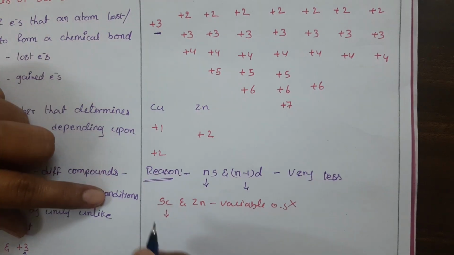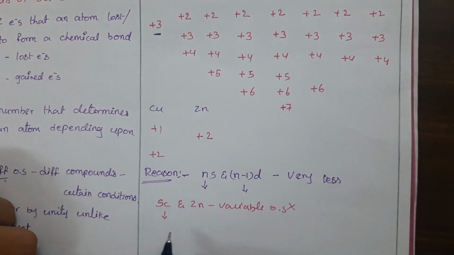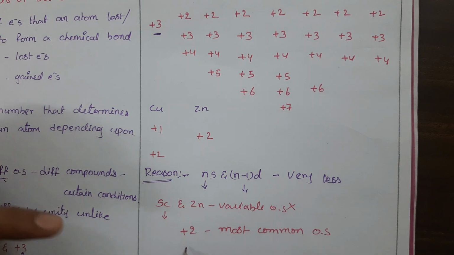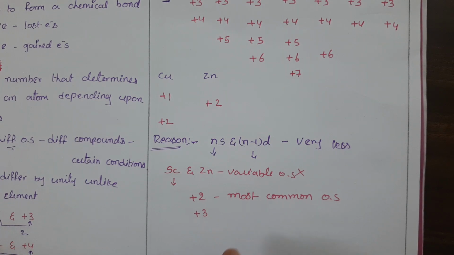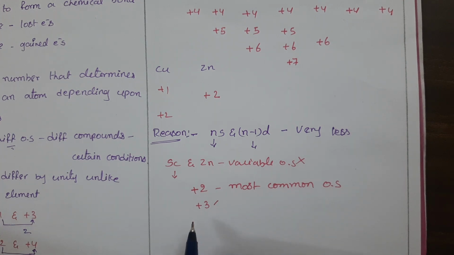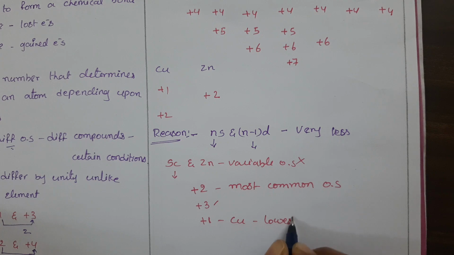And next, the most common oxidation state in the 3D series is plus 2. It is the most common oxidation state of the 3D series. And then after that, the next most common oxidation state is plus 3. The first most common oxidation state is plus 2 and the next most common oxidation state is plus 3. And the next one is the least oxidation state, plus 1, shown by copper. It is nothing but the lowest oxidation state shown by copper, that is plus 1.